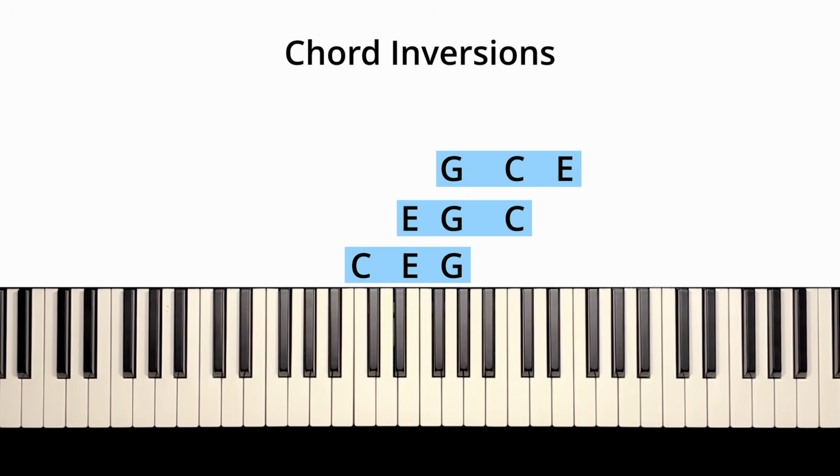These are still C major chords because they contain the same 3 notes, but only the first one begins with C. So whenever you're trying to identify a chord by its root note, just keep in mind that this only works if the chord is in its root position.